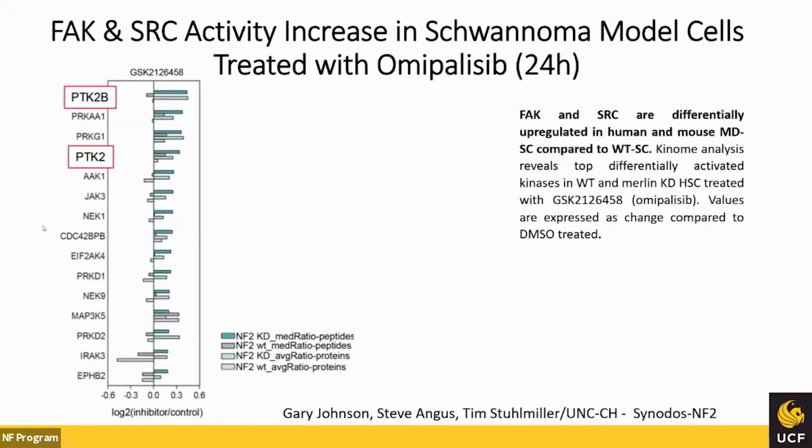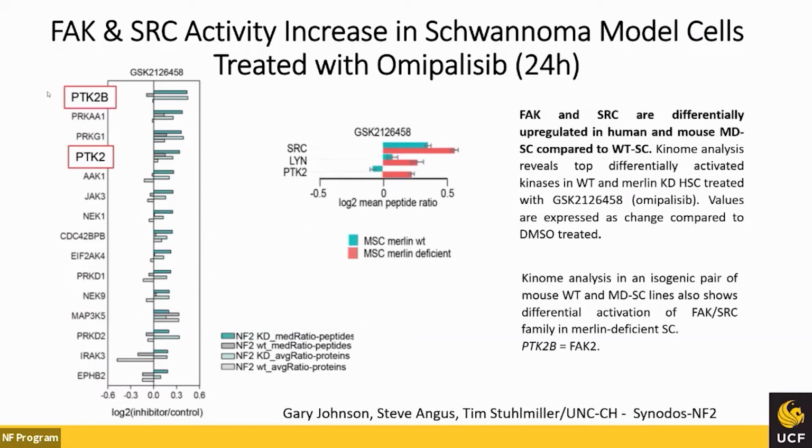Kinome studies by Gary Johnson's group found that HSO1 cells treated with omepallisib increased activity of FAK, shown here by its gene name PTK2. This did not occur to the same degree or at all in isogenic wild-type HS11 cells treated with omepallisib. Similar kinome results were found in an isogenic pair of mouse Merlin-deficient and wild-type Schwann cells created by Helen Morrison. The Merlin-deficient cells differentially increased activity of FAK and the SRC family kinases SRC and LYN in response to omepallisib. These results supported co-targeting PI3 kinase mTOR and FAK-SRC pathways for schwannomas.